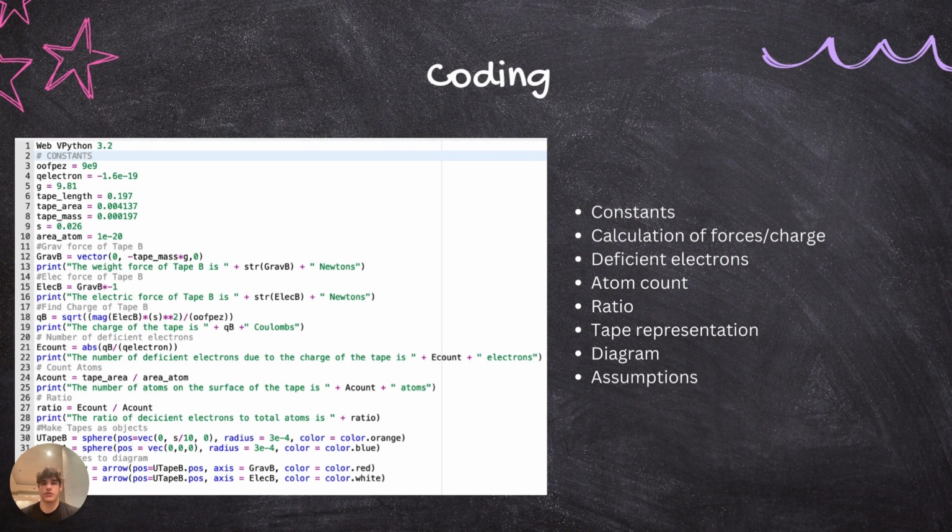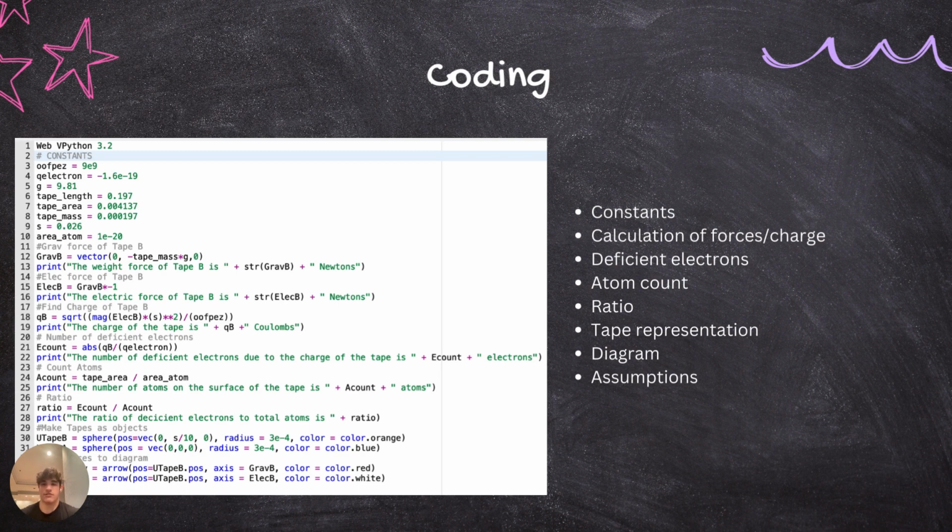For my coding demonstration, I first define my constants: K, the charge of an electron, the force of gravity, the tape length, tape area, tape mass, separation distance, and area of an atom. I then wrote code to calculate the gravitational force on the top U-tape and the electric force on the top U-tape using the same methods from the previous slide. After that, I found the charge of the U-tapes, number of deficient electrons, and number of atoms using the equations from the previous slide and from the physics concepts.